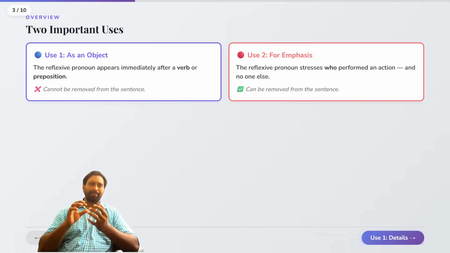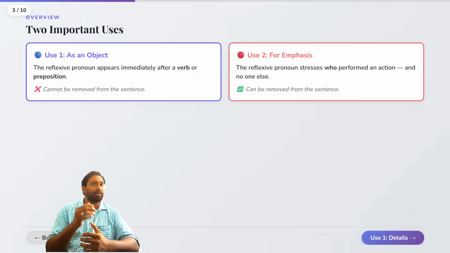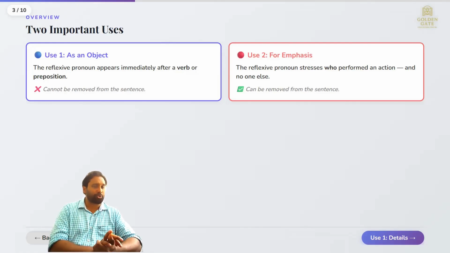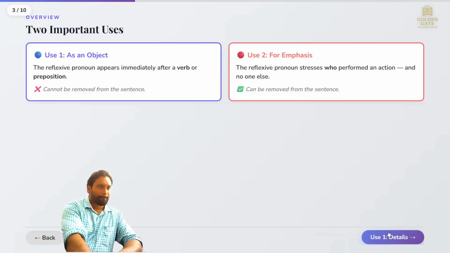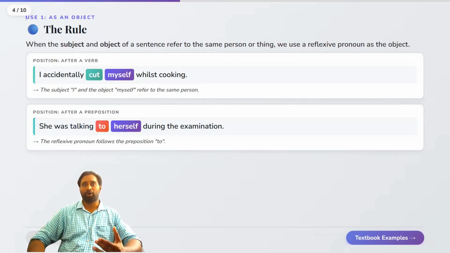Don't worry, children. If this seems a bit confusing right now, don't worry. We are going to look at each use in detail with plenty of examples. Okay, let's start with the first use. All right, as an object.